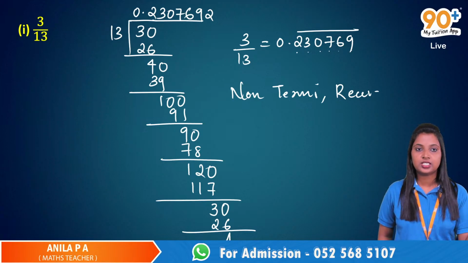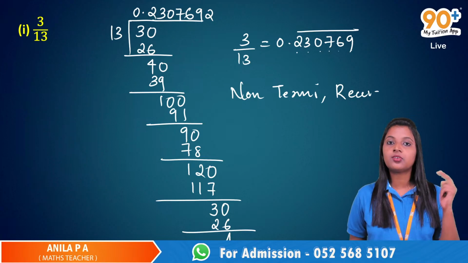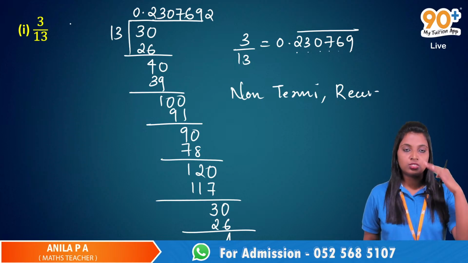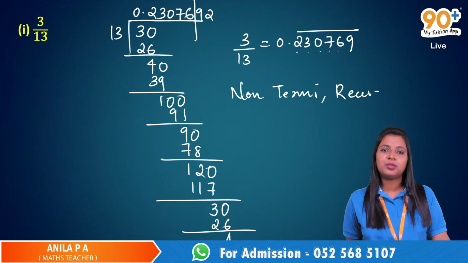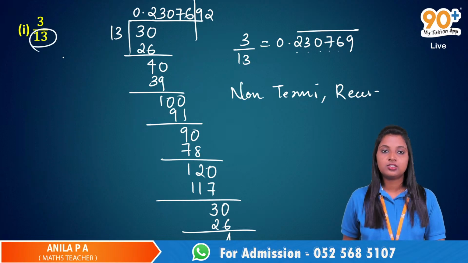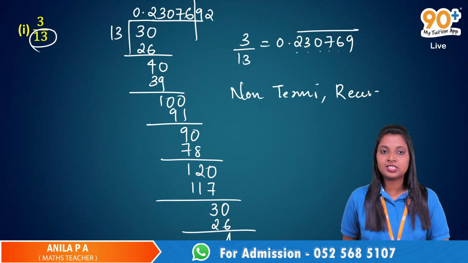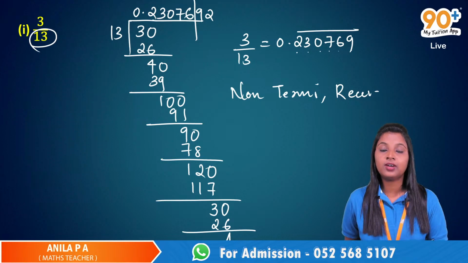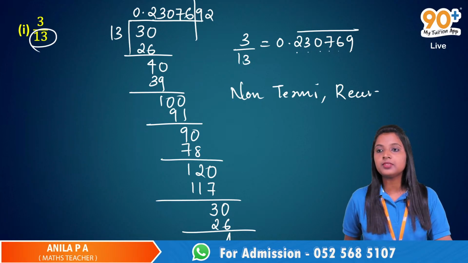So 0.230769, and put a bar above this 230769. That many digits are repeating. Since we are dividing by 13, there is a possibility. So just do it. Please don't stop after, like, 6 and say it is non-terminating, non-recurring. Here we are dividing by 13, so do it again and again and find whether they are repeating or not. The repeating block of numbers is always less than the divisor. That is the only condition we have. We are dividing by 13, so please be careful where to stop.